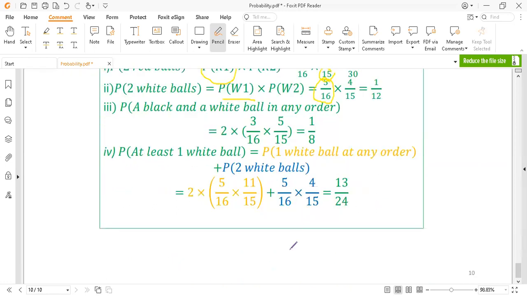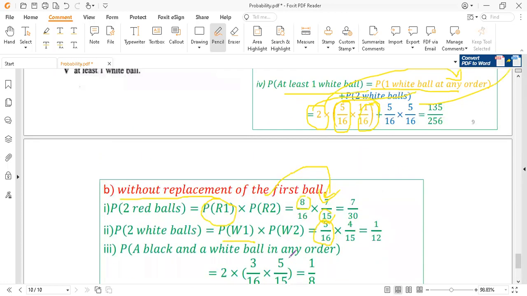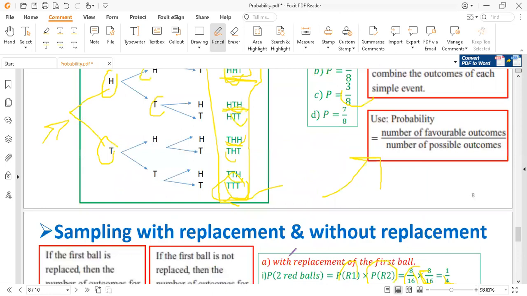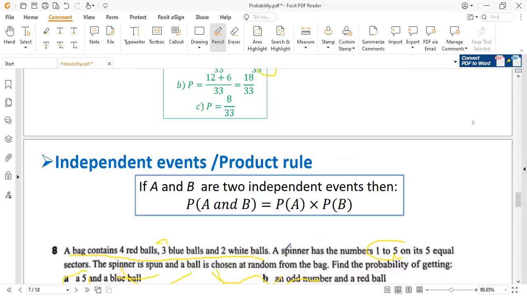And so on. So these are the main ideas of probability and the essential important information that we should review from grade 9.